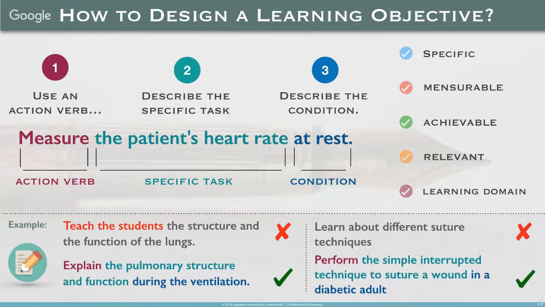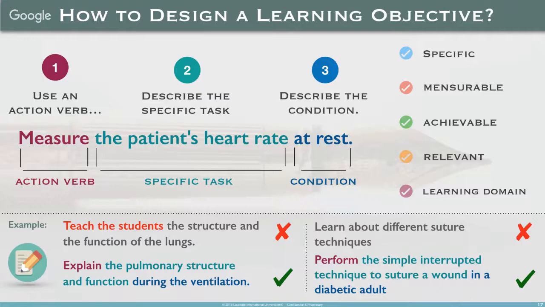You cannot propose a learning objective of, for example, perform the simple interrupted technique to suture a wound in a diabetic adult for counseling students, right? Because although the learning objective is well written, it's not relevant for counseling students. And finally, the learning objective needs to be set in one of the three learning domains. I mean, cognitive, affective, or psychomotor domain.